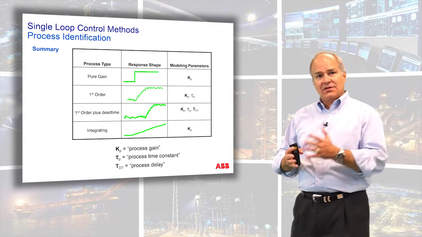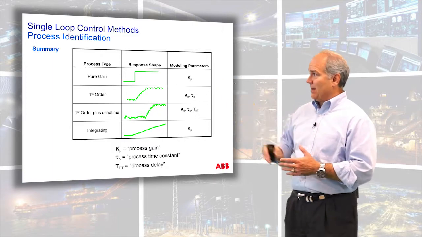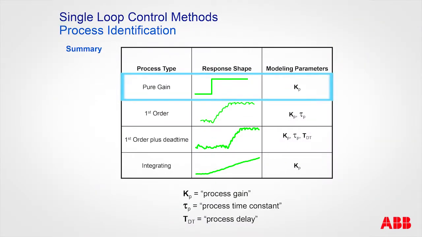If you've watched all the series, there is a pure gain process that just has a single model parameter. You have a first order process, that's that step and first order response. It has two process parameters: the process gain and the time constant. Then you can see if there's delay, first order plus dead time. We're going to talk about dealing with dead time in a subsequent chapter, but you have three model parameters. And then we have this guy, which is an integrating process. So you see it's back to a single one.